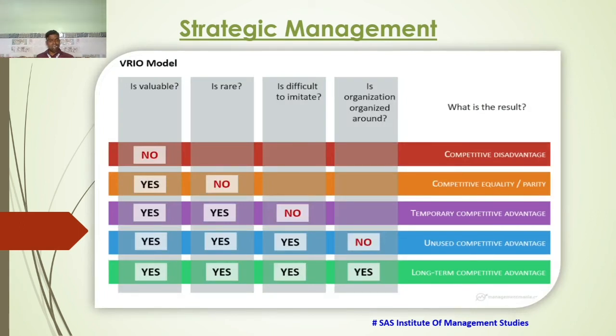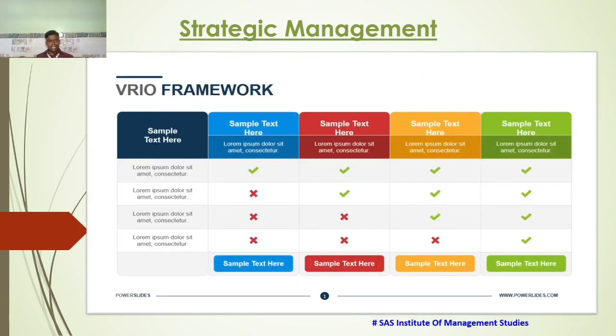Is it valuable, is it rare, is it difficult to imitate? We have to answer these questions. Is the organization organized around it? So if we answer in yes or no form, we will get the result. It would be competitive advantage or competitive disadvantage, competitive parity, temporary competitive advantage. These are some outcomes of this VRIO model. Again, this is the VRIO framework. We can see the sample test here. These are the different types of tests where we need to answer right or wrong. We need to put it in and we will get the result.